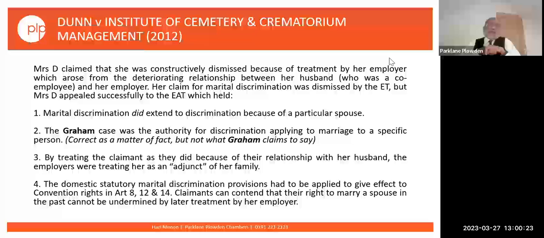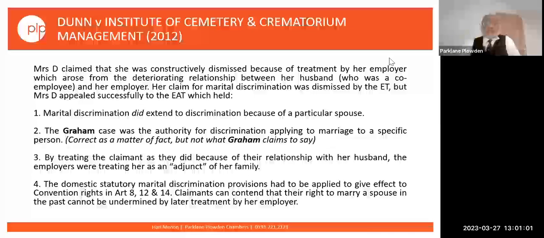And Dunn, for the first time that I've seen, raised the Convention on Human Rights and says Articles 8, 12, and 14. So Article 8 is, yes, the respect for private and family life. Article 12 is the right to marry, and Article 14 is the prohibition of discrimination on grounds of status, which includes marital status.